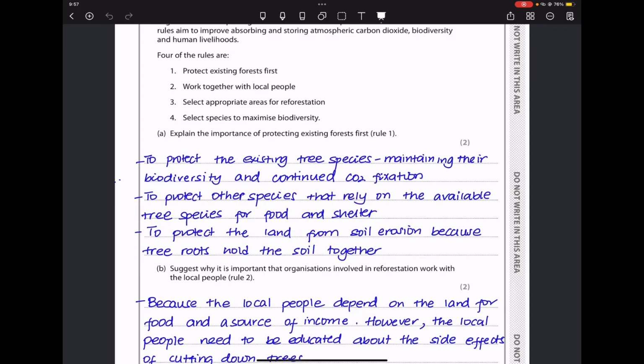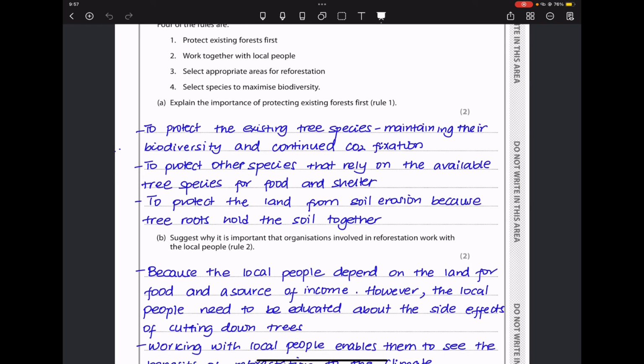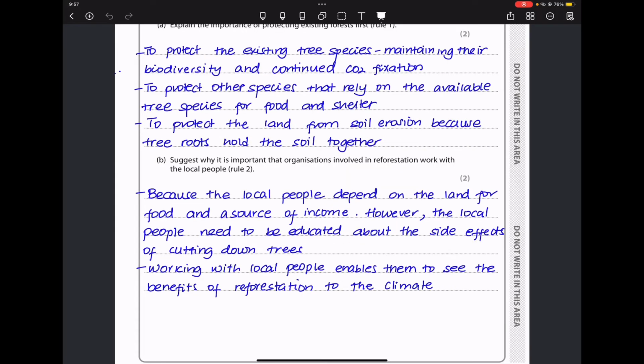Also to protect the land from soil erosion, because the tree roots hold the soil together. And again, this is all for the already existing forest. You have tree species that are already there. These need to be protected. You have the animals and organisms that depend on those specific tree species. Their food as well as shelter has to be protected. And again, the soil has to be protected from erosion.